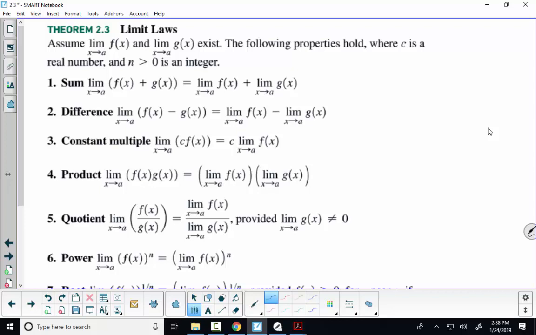So we're not going to really justify these. We're just going to take them as they are. Again, these will be on the notes that I post to D2L. So I wouldn't honestly worry about copying them down.